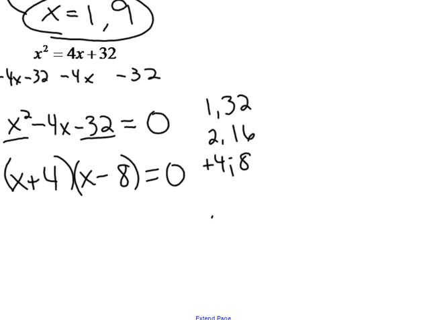Now that it's in factored form, we just look at what piece makes each of them 0. What value of x makes this 0? -4. What value of x makes this 0? +8. And that's how you solve equations using factoring.